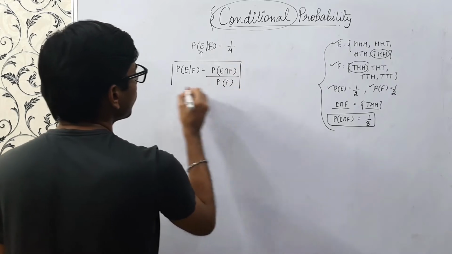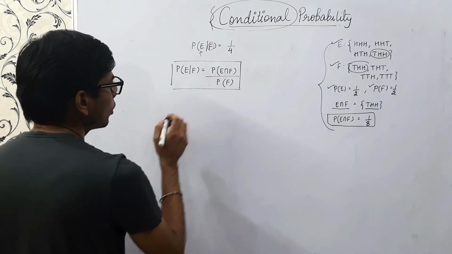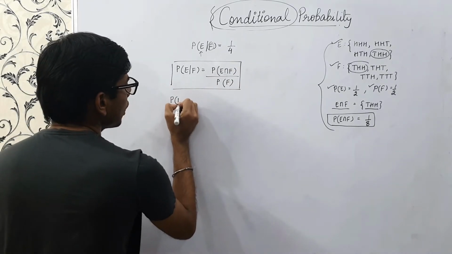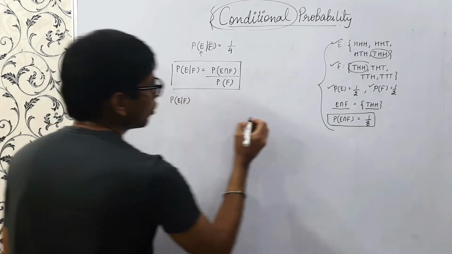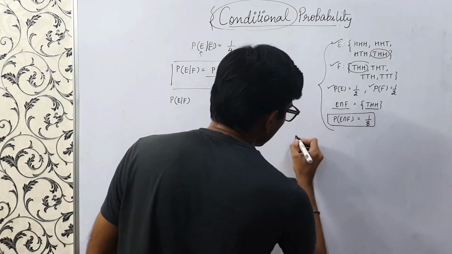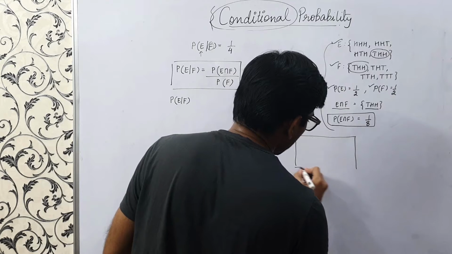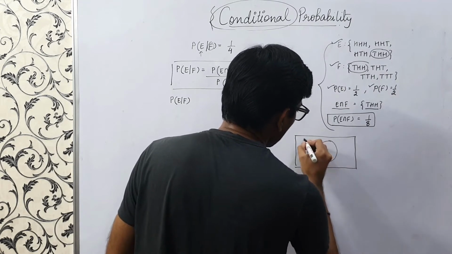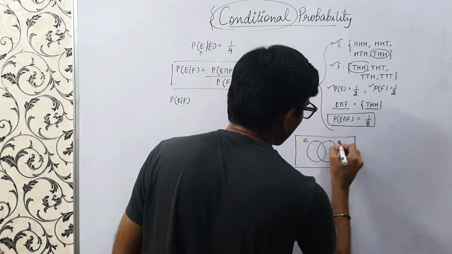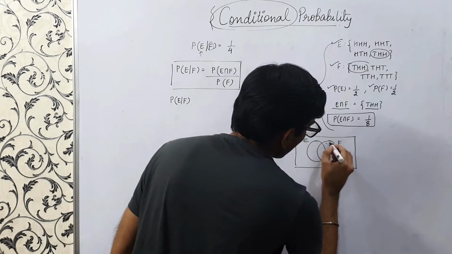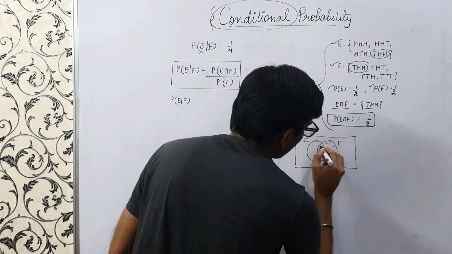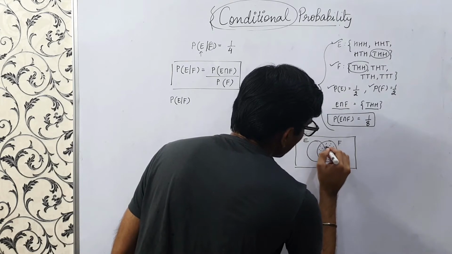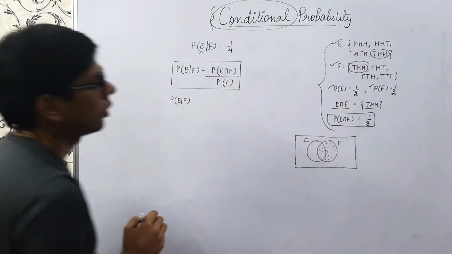This is the formula for this. So now we'll see how this occurs. We'll draw a Venn diagram to understand this. So this is E, this is F. Now we know that this event has already occurred.